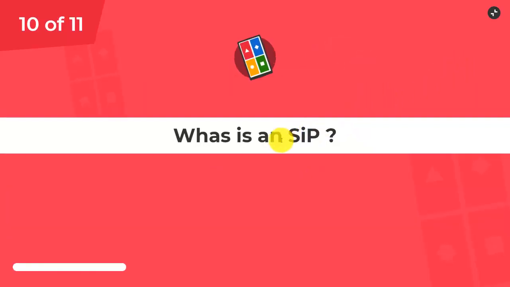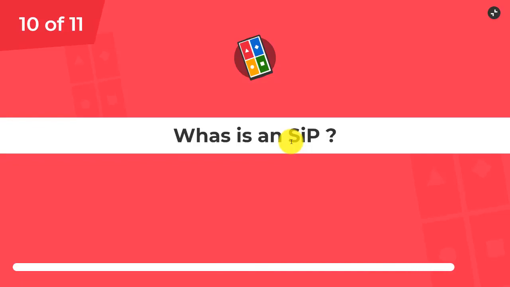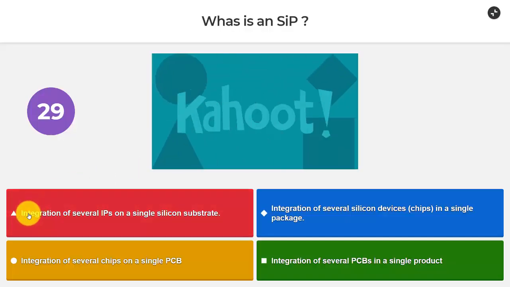Question number 10, what is an SIP? Is it integration of several IPs on a single silicon substrate, integration of several silicon devices, chips, in a single package, integration of several chips on a single PCB, or integration of several PCBs in a single product? So it's going to be this one.